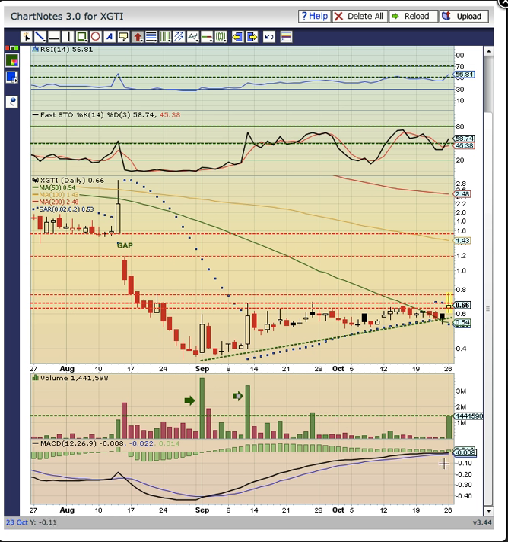We've got MACD pinched over here. Pinched, I mean the black line and the blue line have come together. Notice how they're very close. That's pinched, and so bulls want to see this MACD line, the black line, stay above the blue line. So yeah, keep an eye on XGTI.